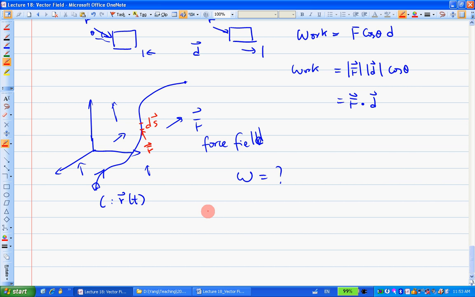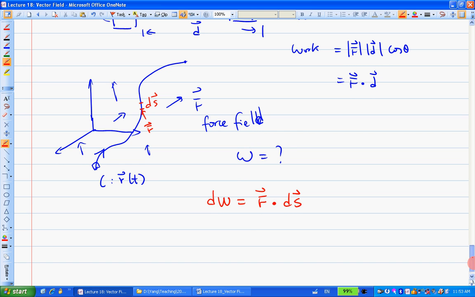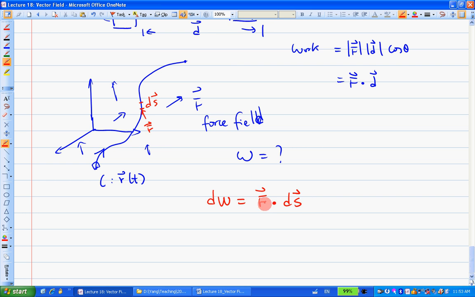So that means my dw, basically the work that the force does through this small ds here, according to what I have here, will be F dot ds. Okay, good. This F is basically the force field. You plug in the coordinates at this point, and you will get that. So that's going to be known.